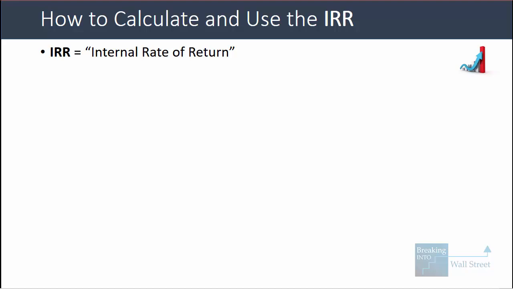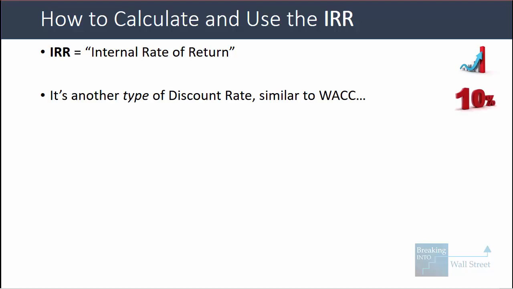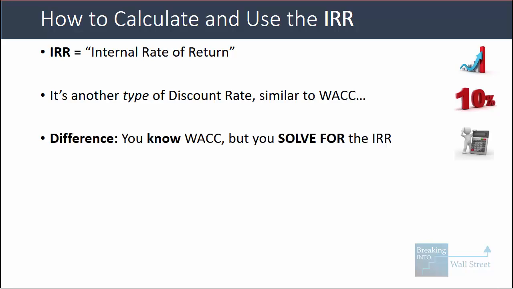The IRR stands for internal rate of return, and it's another type of discount rate similar to WACC, the weighted average cost of capital, except when you use WACC, it's normally something that you know or something that you've calculated based on similar companies or just based on this company's history and operations, but you solve for the IRR. So they're two different things. WACC is what you're expecting or what you're targeting, and then IRR is what you anticipate actually receiving or getting out of the investment.